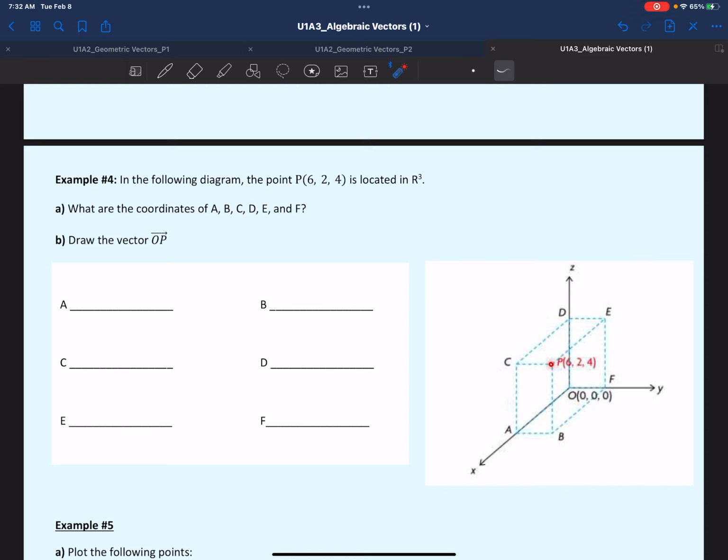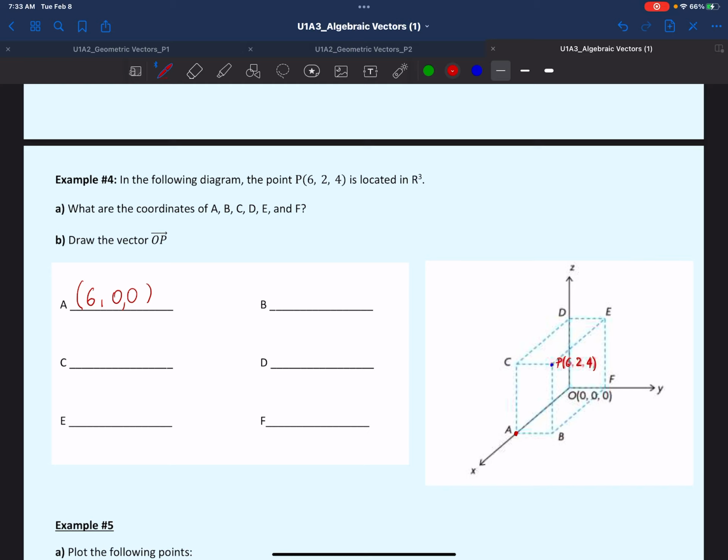So what we are given here is some 3D shape, very similar to the exercise we did before. So we have the point P equal to 6, 2, 4. Coordinates 6, 2, and 4. So I'm going to start off by identifying the coordinates of points A, B, C, D, E, and F as indicated. So let's start with A. And I'm thinking A is located where? On the x-axis. So that means the x coordinate will be 6. The other two coordinates will be 0 because I am on the x-axis. X is the only coordinate different than 0.